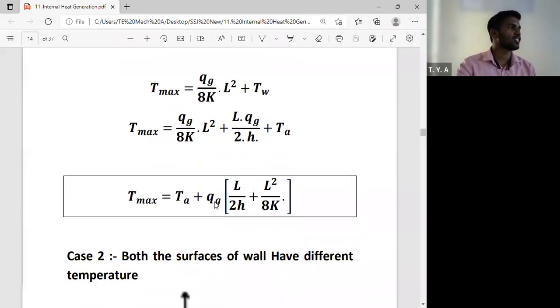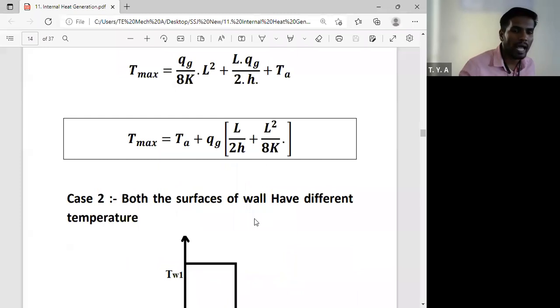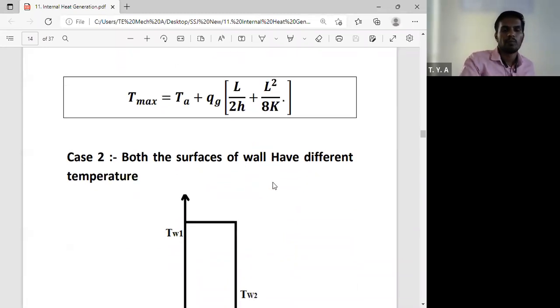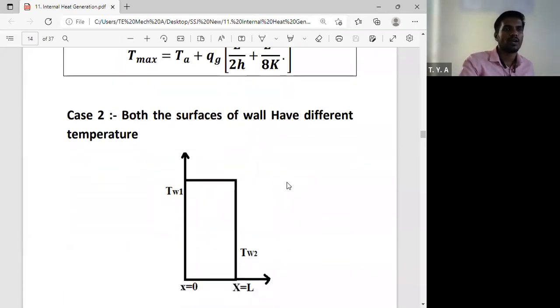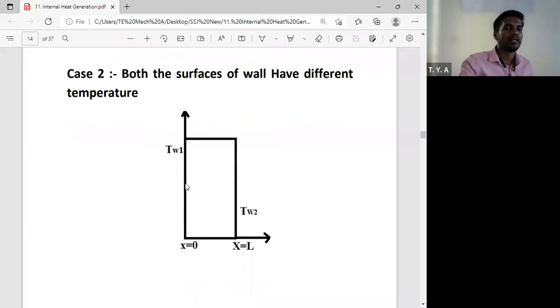Okay, so write down the case 2. Write down both the surfaces of wall have different temperature. Okay, so in case 1 we have to consider it as both the surfaces have temperature same, that is TW. But in this case we have to consider both the surfaces of wall have different temperatures. Means left surface having temperature is TW1 and right surface having temperature is TW2. Okay, so at x is equal to 0, TW1 is there, and at x is equal to L, TW2 is there.